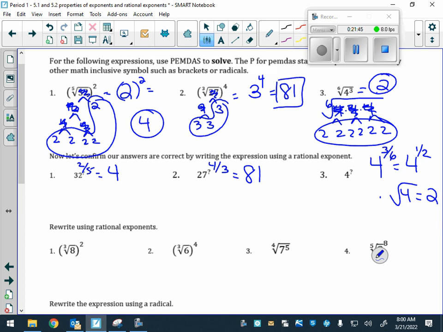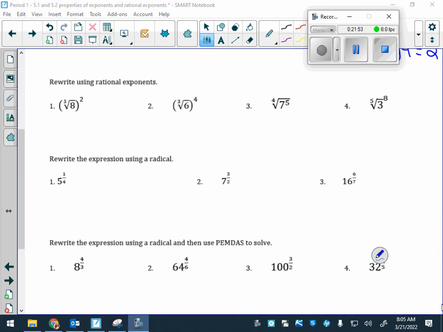Good. Give me 1 second, you guys. All right. So the first one to rewrite, good. 8 to the 2/3, excellent. For number 2, 6 to the 4/3. Number 3, 7 to the 5/4. Number 4, 3 to the 8/5. Excellent. 1 through 4, perfect.